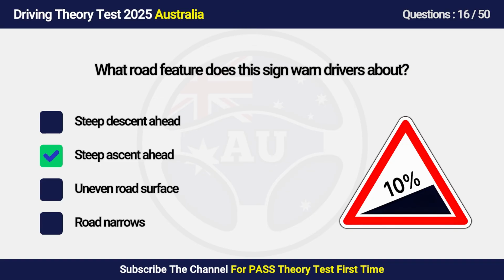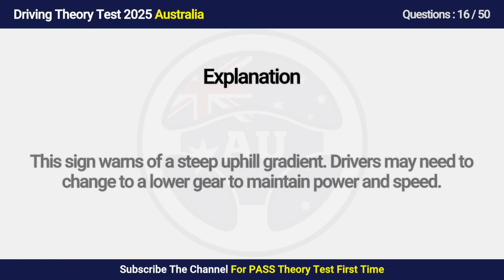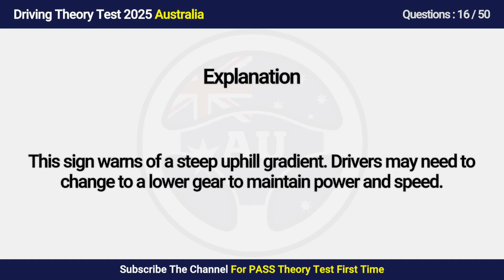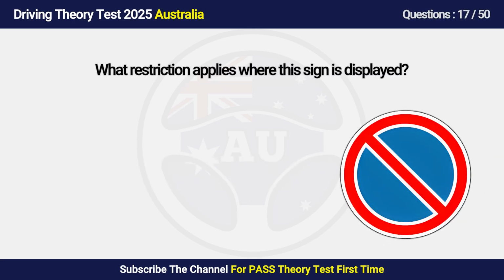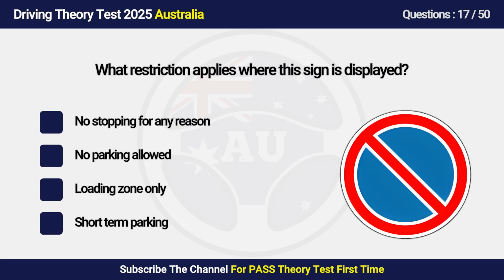Answer is B. Steep ascent ahead. This sign warns of a steep uphill gradient. Drivers may need to change to a lower gear to maintain power and speed. Question 17. What restriction applies where this sign is displayed? A. No stopping for any reason. B. No parking allowed. C. Loading zone only. D. Short-term parking.